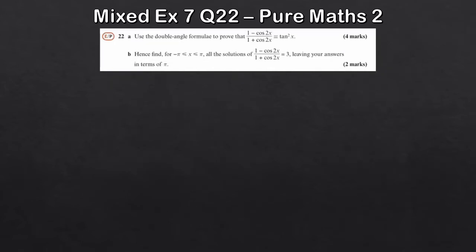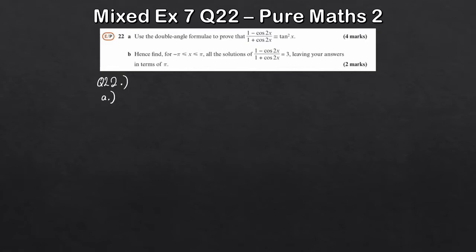So this one, a very standard show that question followed up by a solving an equation question. So, question 22 here, part A. So we've got to use a double angle formula to prove that (1 minus cos 2x) over (1 plus cos 2x) is identical to tan squared x. So 4 marks for this.